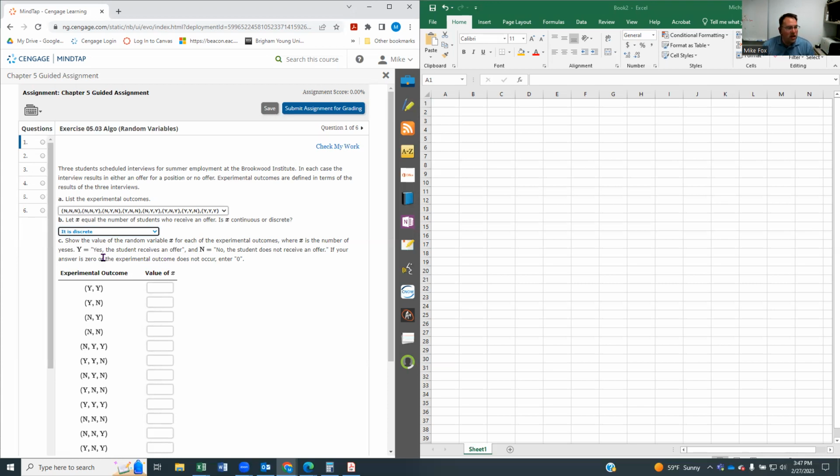All right. Now it wants us to show the value of the random variable X for each of the experimental outcomes, where X is the number of yeses. And a yes means they receive an offer. A no means they do not receive an offer. And then it says if our answer is 0, meaning that nobody receives an offer in the data set, we'll put 0. Or if the experimental outcome does not occur, enter 0.